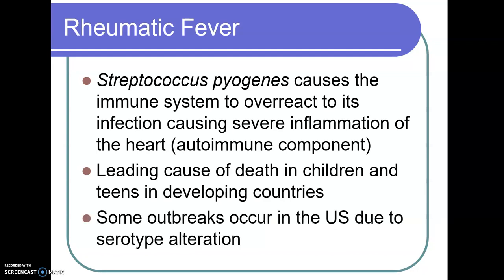Sometimes this occurs in the United States due to serotype alteration. That's essentially the same thing as antigenic variation, which we've talked about before. Essentially, it's a different strain of the bacteria. It's not a new species. It just changes its membrane proteins just enough to where the immune system overreacts to it, and it leads to this disease.